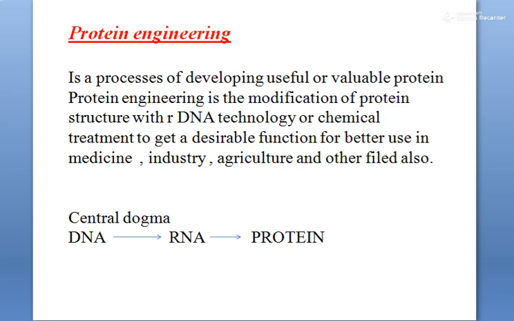In protein engineering we develop some kinds of proteins, and the units of proteins are amino acids, right? From DNA to RNA, then we create the protein. This whole process of creating protein from DNA is called the central dogma, right?